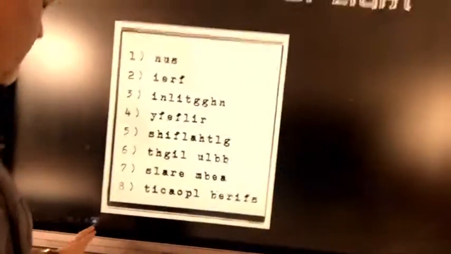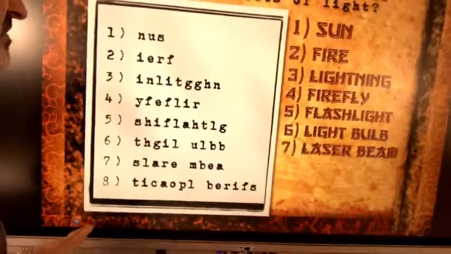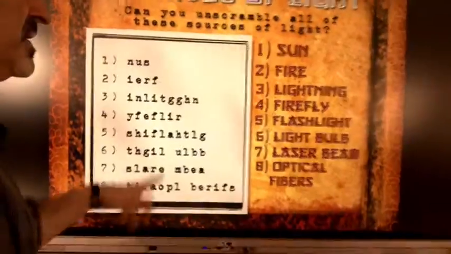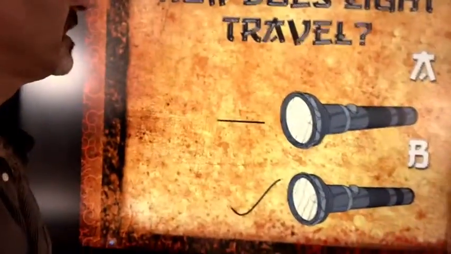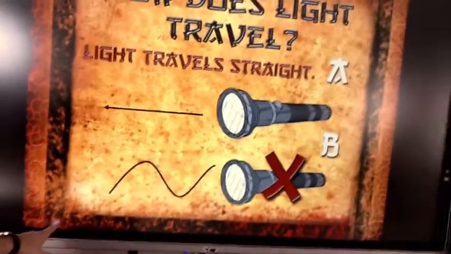Or the ones that nobody else thought of. Then a quick vocabulary: sources of light. One is the sun, two, fire, lightning, firefly, flashbulb, light bulb, laser beam, optical fibers, just some simple vocabulary. How does light travel? A or B? Travel straight.